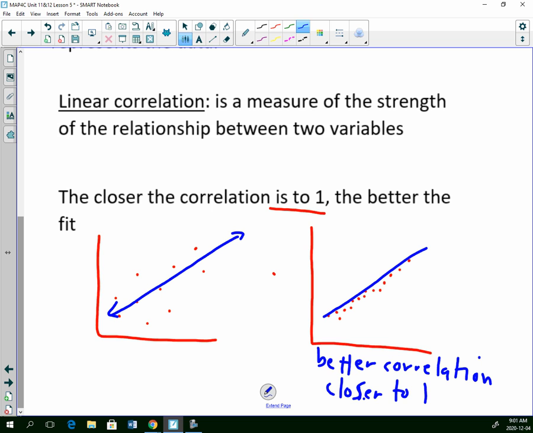So that's just the correlation. And we talked about correlations earlier. We talked about positive correlation, negative correlation, no correlation, or you could have a strong positive, a weak positive, right? So this would be a weak positive. This would be a strong positive because the points are closer to the line.